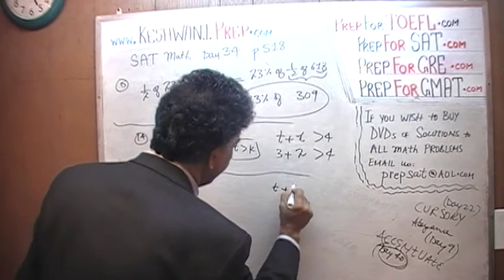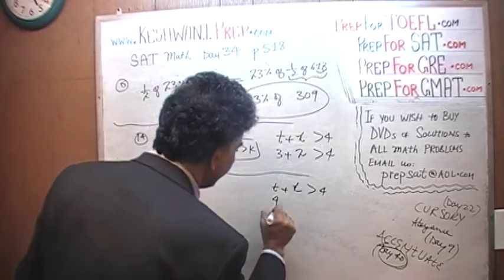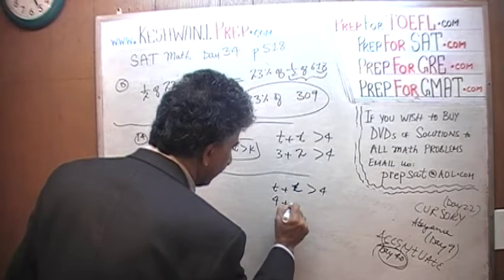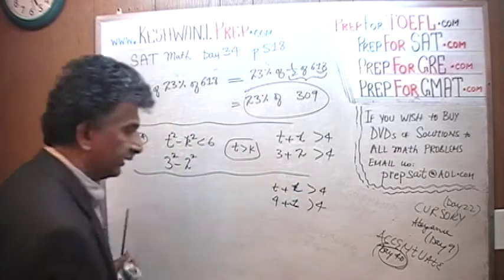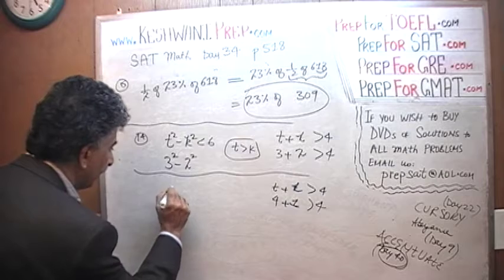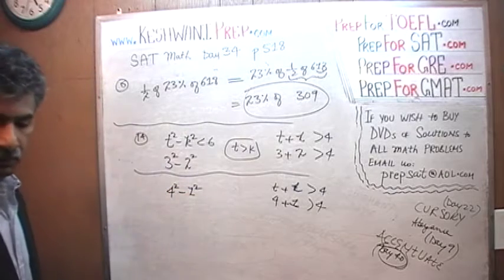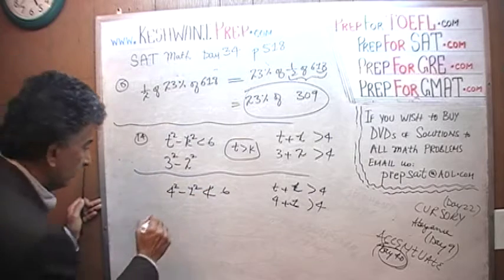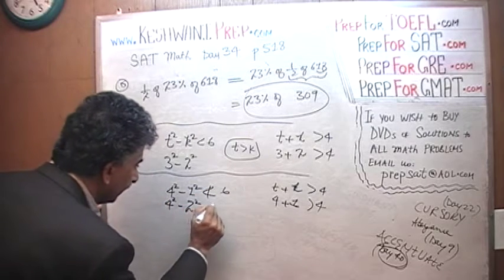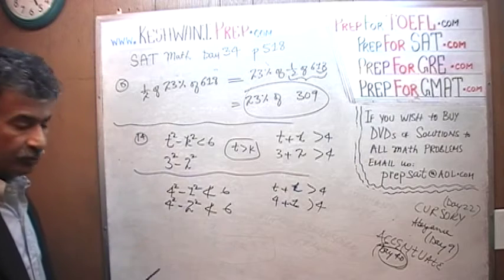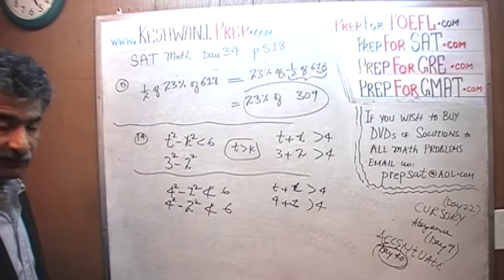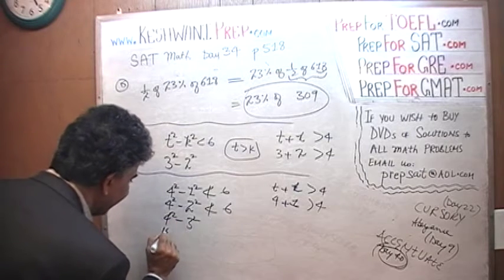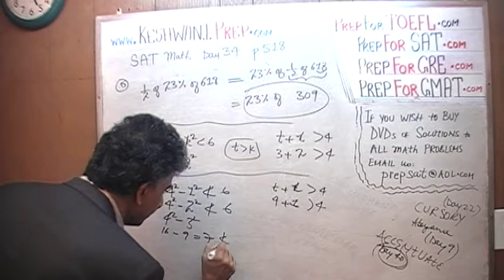Now what would happen if t happens to be 4? If t happens to be 4, the lowest that k can be is 1, and that does work. That is more than 5. But here we will have 4 squared minus 1 squared, which is not less than 6. 4 squared minus 2 squared is 16 minus 4, which is 12, which is not less than 6. 4 squared minus 3 squared is 16 minus 9, which is 7, which is not less than 6.